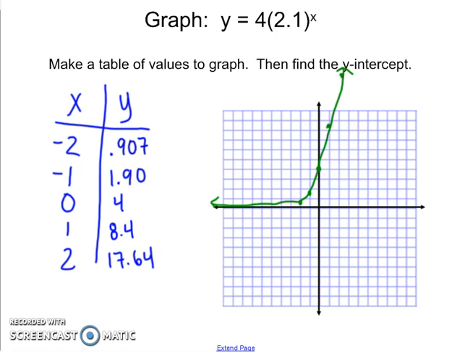So again, these shapes are going to be similar for all these exponentials. They're going to look similar. And then we need to find our y-intercept. So the y-intercept is where x is 0. So in this case, the y-intercept is (0, 4).